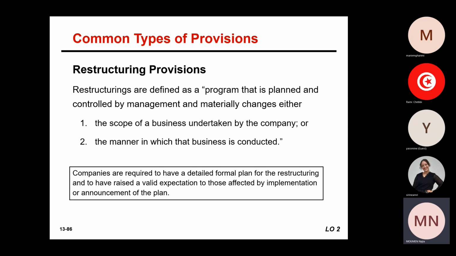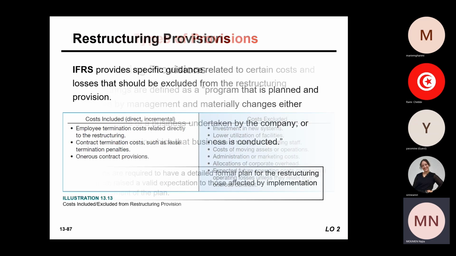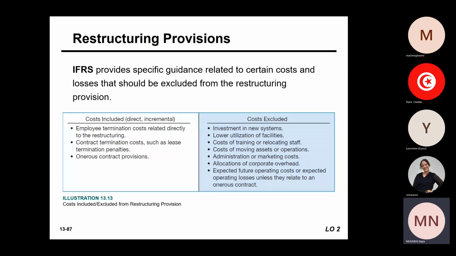Here, when we talk about restructuring and provisions regarding restructuring, they are really not easily permitted under IFRS, okay? Because companies are required to have what? A detailed formal plan for that restructuring and to have raised a valid expectation to those affected, by implementation or announcement of the plans, okay? So we see here what the IFRS guidance is related to certain costs and losses that should be excluded from the restructuring provision.